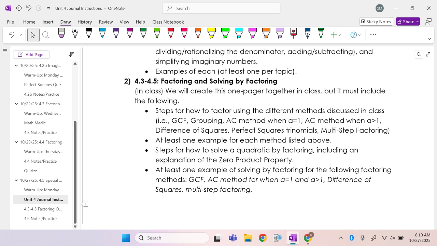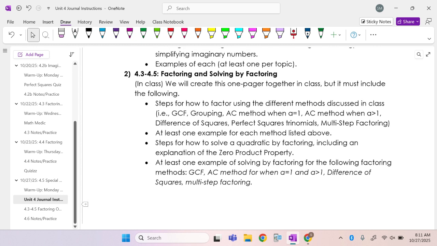Now, I say at least one example for each of the methods. You can add more to it if you want. You don't have to. You just have to have at least one per topic, but you can add more if you want.